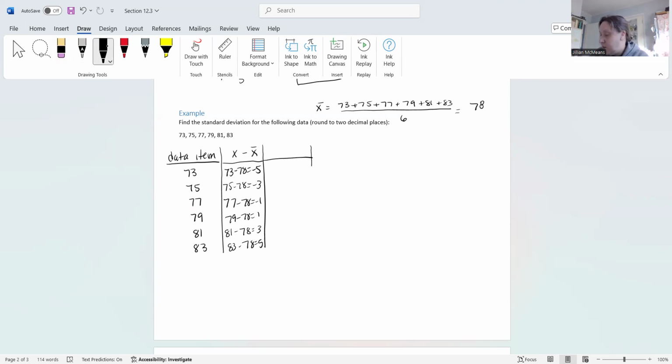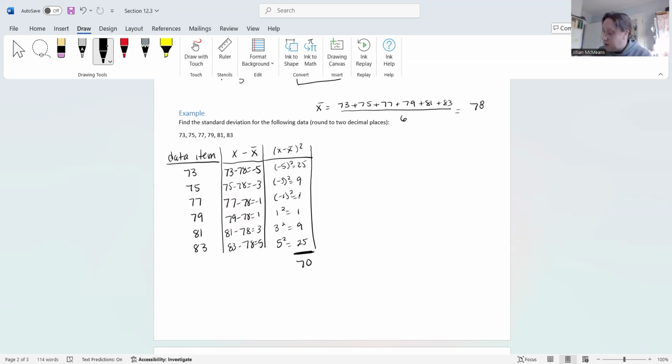And then in the next column, I like to square them. So we have -5 squared is 25. -3 squared is 9. -1 squared is 1. 1 squared is 1. 3 squared is 9. 5 squared is 25. And then I'm going to add all of this up. And let's see what we get. So 25 plus 9 plus 1 plus 1 plus 9 plus 25. And we get 70. Okay.